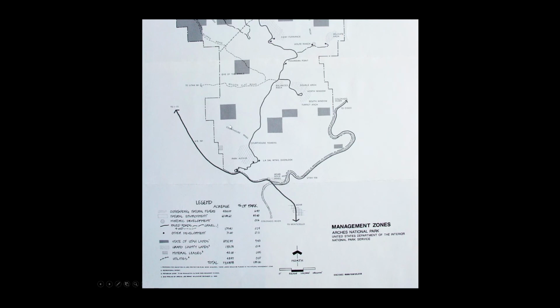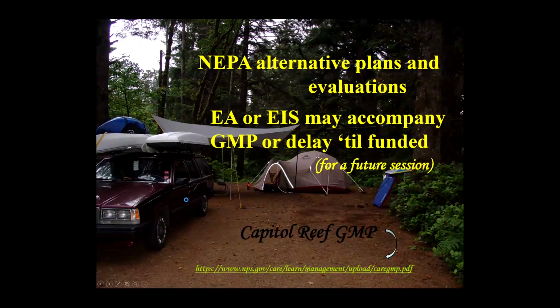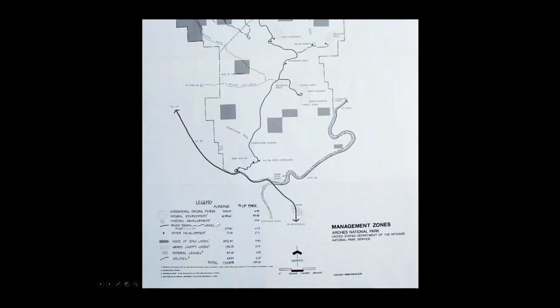Okay, the gray hatched areas are Utah State School Trust lands. I'm really surprised they still exist in the park, that they haven't been bought out or traded out. But there they are. That's a management problem they have to deal with. And a utility line does cross. Okay, so just get an idea of management zones. We'll also have recreation zones that are a little bit different.